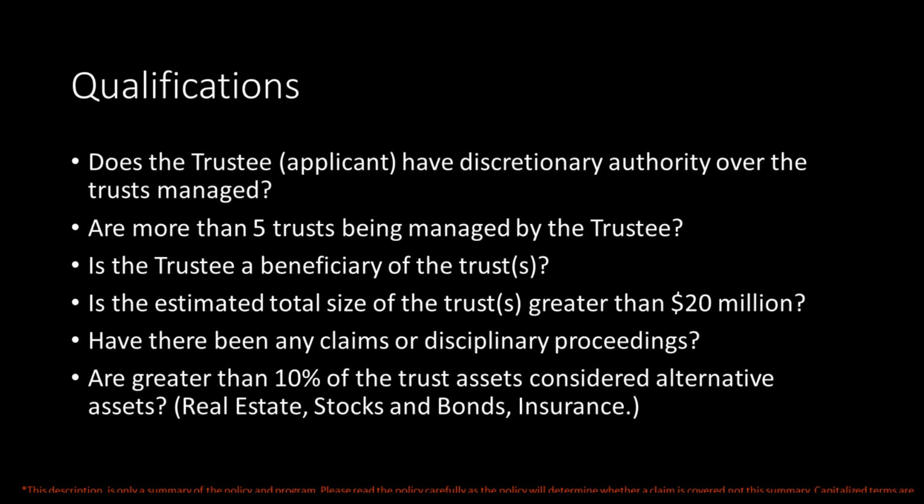Obviously, if there have been claims, that's going to be a different pricing structure. And if there are alternative asset classes, we have to explain to the underwriter what those are, what the expertise is, and we'll see as those kinds of trusts come around. But so far, I haven't seen too many that have had alternative asset classes of more than 10% of the trust assets. So I'll be able to give you an update of that later on. Next slide, please.